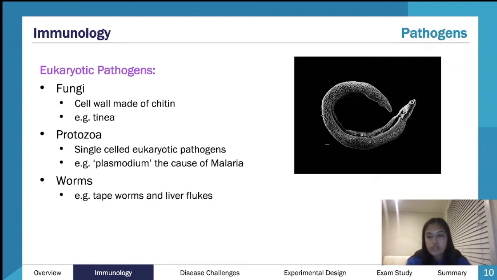And then worms, so what we've got depicted here, your tapeworms, your liver flukes. That's pretty self-explanatory in terms of what they are. They just look like real worms as well. But they can be obviously a lot bigger, and that parasitic nature is where they just take up the nutrients and absorb all of that at the expense of the host.